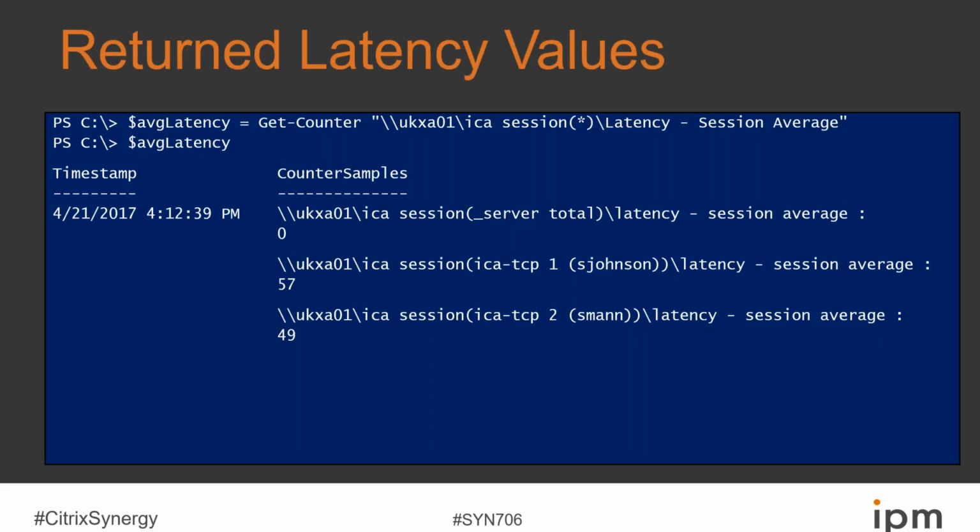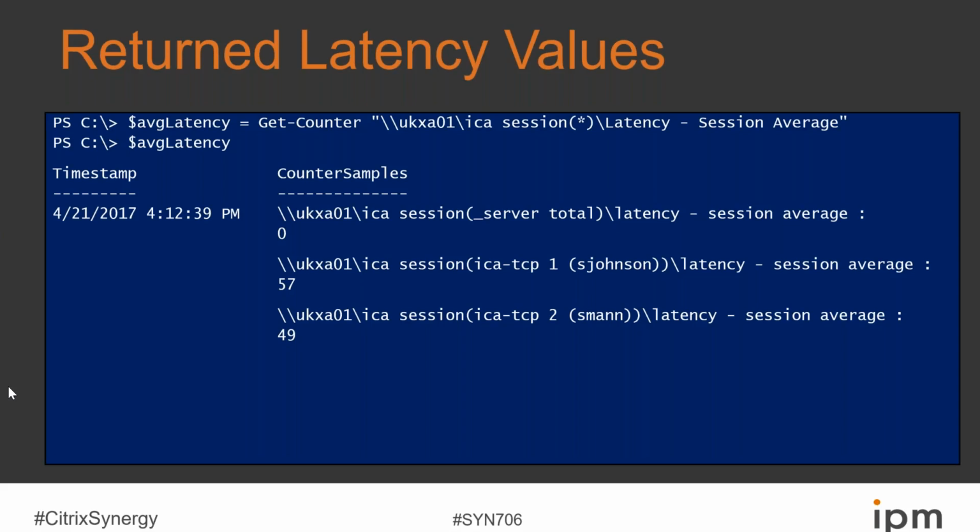The way that we get the latency values is we issue the Get-Counter command, as we see over here. Taking advantage of the asterisk wildcard character, we're getting all of the session average values for the particular server that Stephanie is on, and we return it in this PowerShell variable called average latency. As you can see over here, it returns an object. It returns a timestamp, as well as something called counter samples. Now remember, it returns objects.